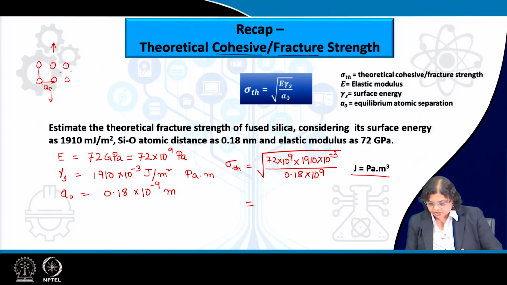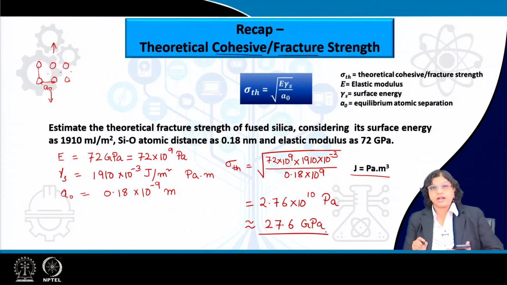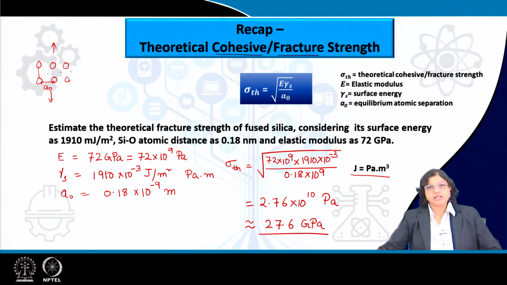Okay, so this is coming around 2.76 into 10 to the power of 10 Pascal, or we can simplify it as 27.6 gigapascal. So that is the theoretical strength of fused silica that we have calculated from this relation, 27.6 gigapascal. Okay, so that is pretty high, and we will understand this in the next part of this lecture, when we will calculate the actual fracture strength of a material.